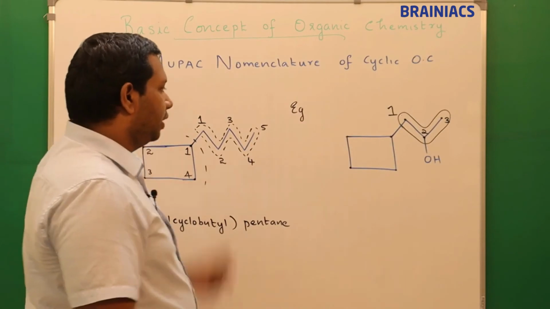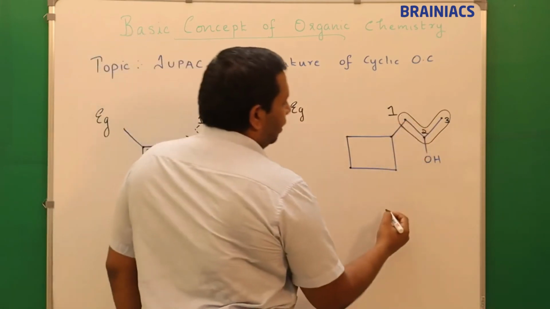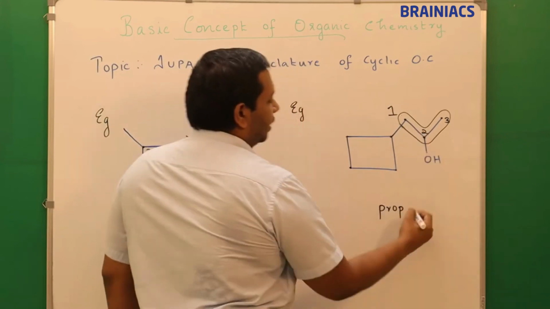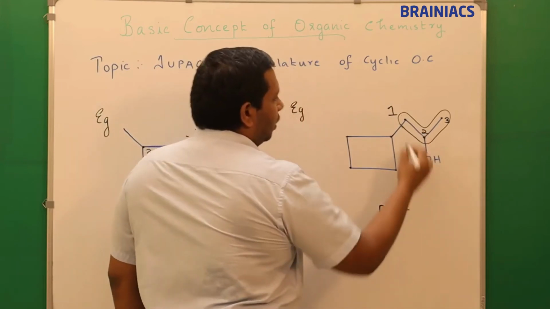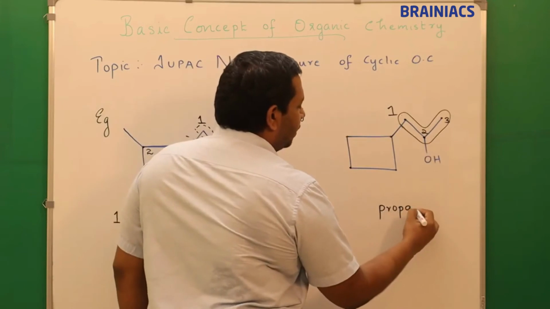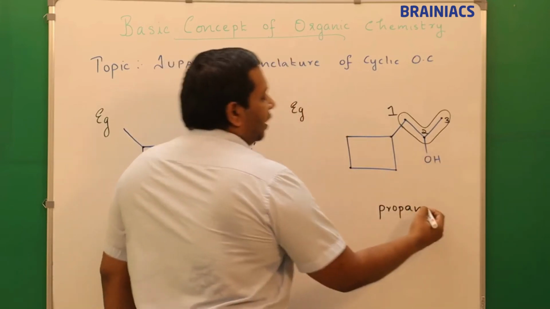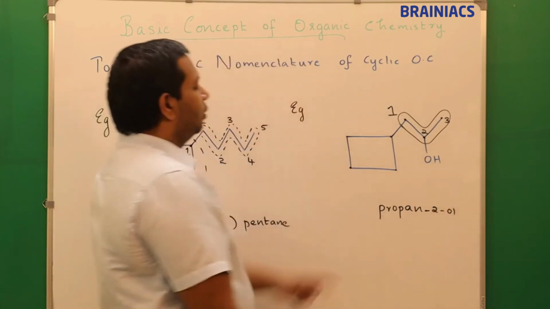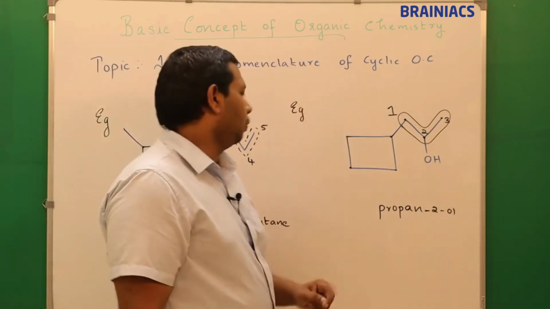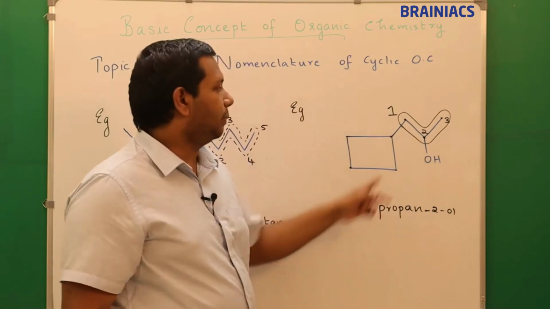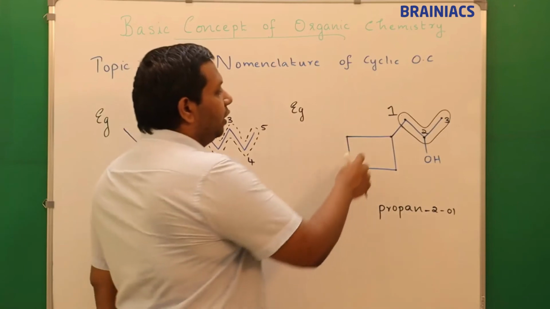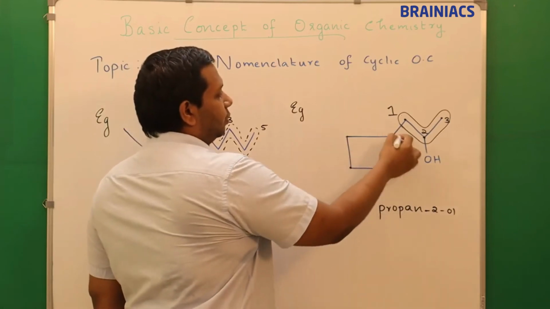Now start doing it. So I know the parent is prop, 3 carbon atoms. All are linked by single bond, so I will write propan, then hyphen. At the second position there is an ol, propan-2-ol. Now I will go to the 1 degree prefix. The 1 degree prefix is not applicable because the parent carbon chain is a linear chain, and the 2 degree prefix is applicable since the substituent is present.